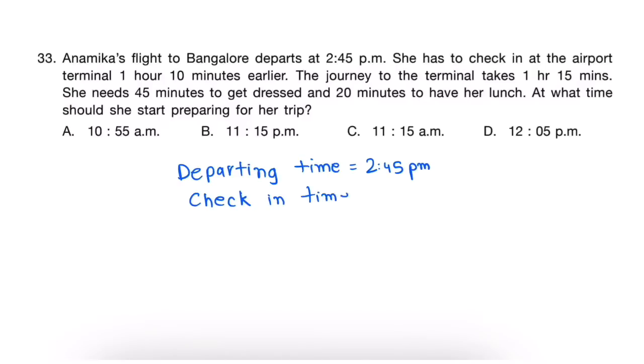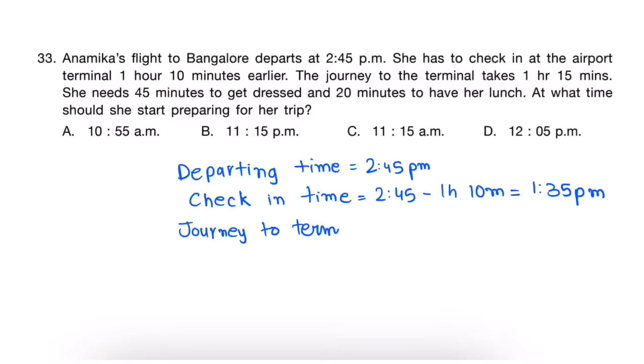1 hour 10 minutes earlier means 2 hours 45 minutes minus 1 hour 10 minutes, that is equal to 1:35 p.m. Then journey to terminal, reaching time. So by what time she has to reach the terminal? 1:35 minus 1 hour 15 minutes, that is equal to 12:20. She has to reach the terminal by 12:20.